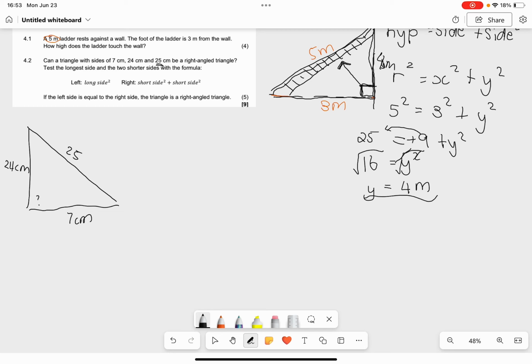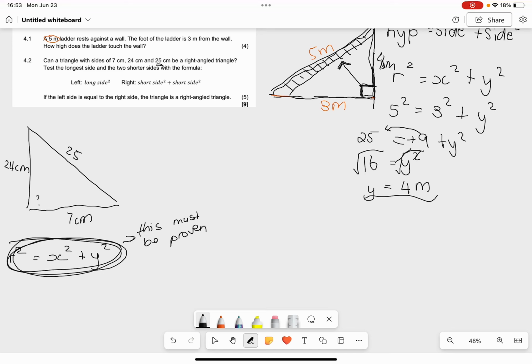According to Pythagoras, I know that the square of the hypotenuse should be equal to the sum of the squares of the other 2 sides. It should be, okay? This must be proven. You're not going to start off with this. No. You're not going to start off by writing this, okay? I'm just saying that that is what we need to prove.